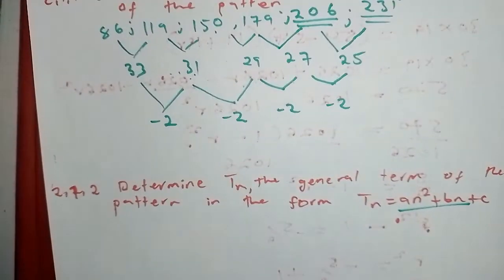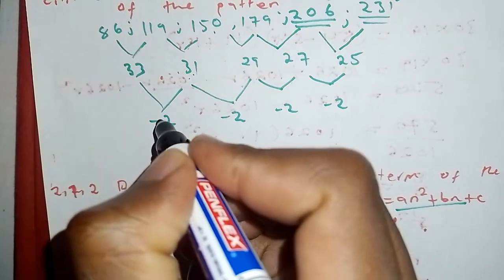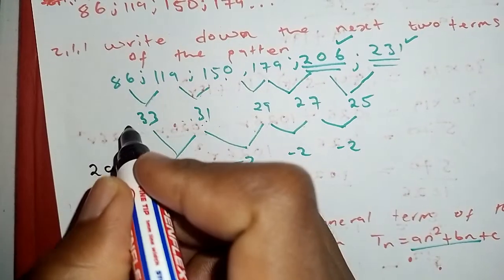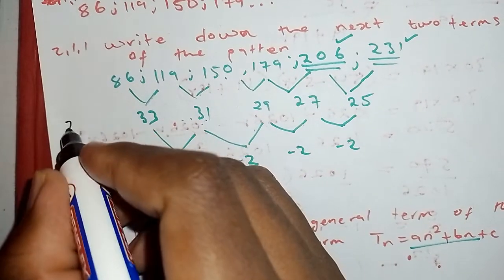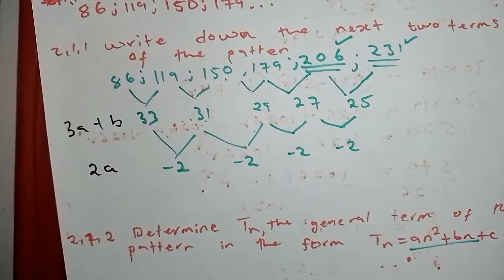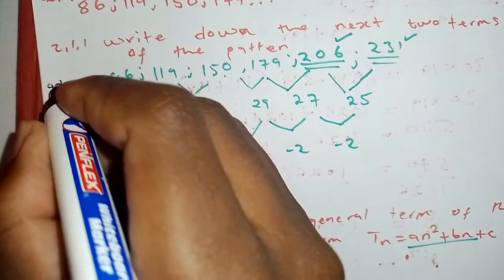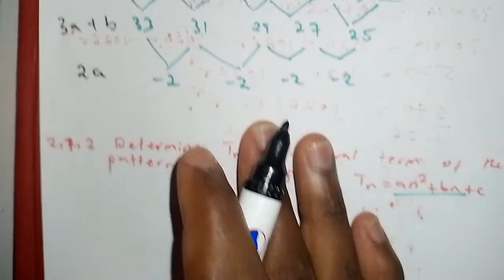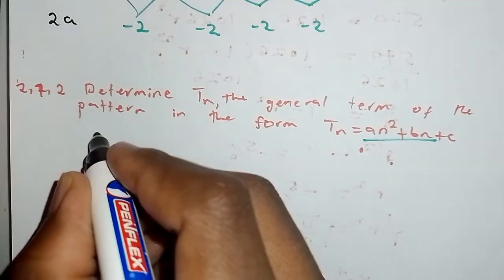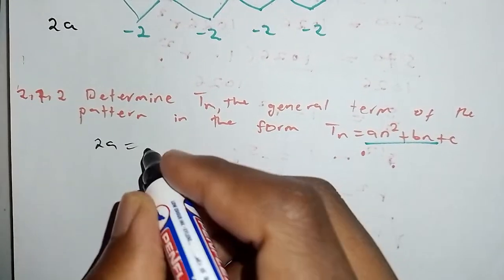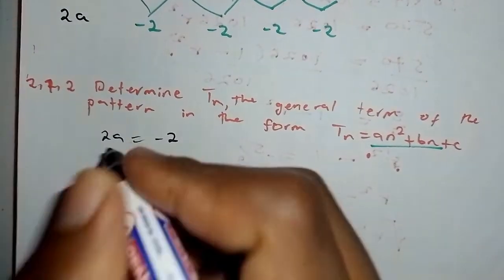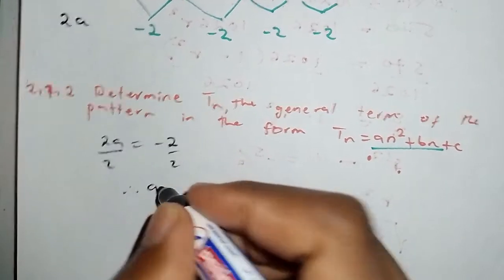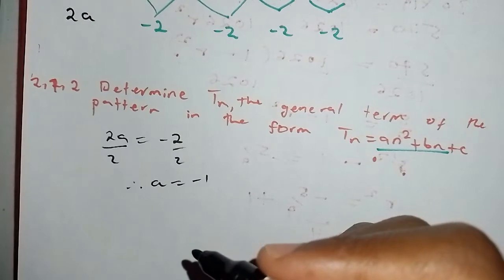Remember, this represents D2, and D2 equals 2A. This represents D1, and D1 is 3A plus B. Then A plus B plus C equals my T1, the first term. So 2A equals negative 2. Divide by 2, therefore A equals negative 1.